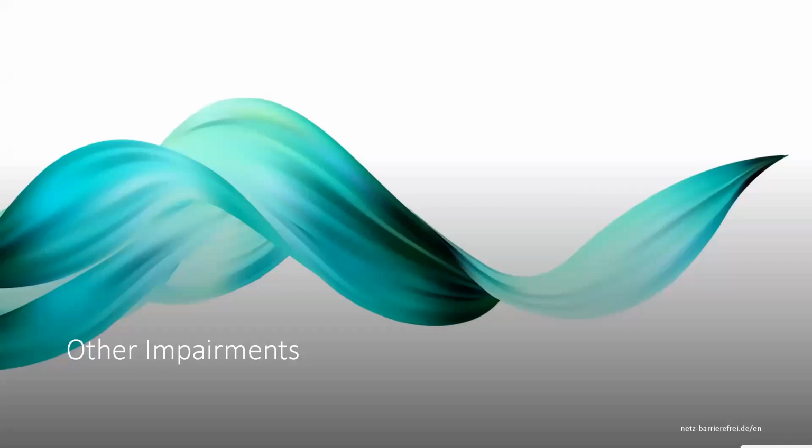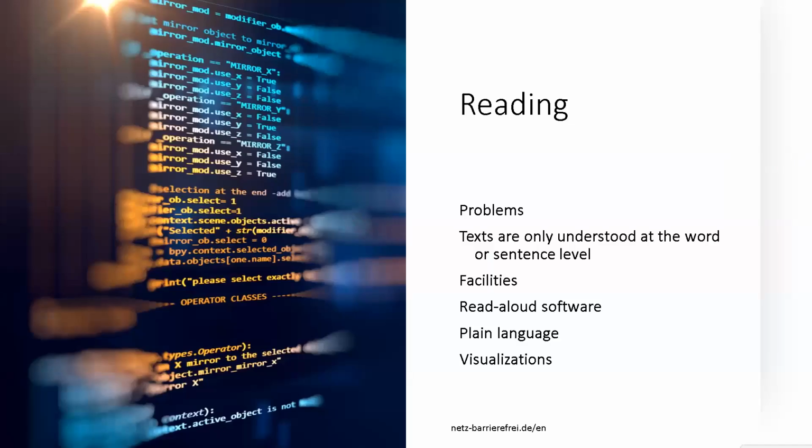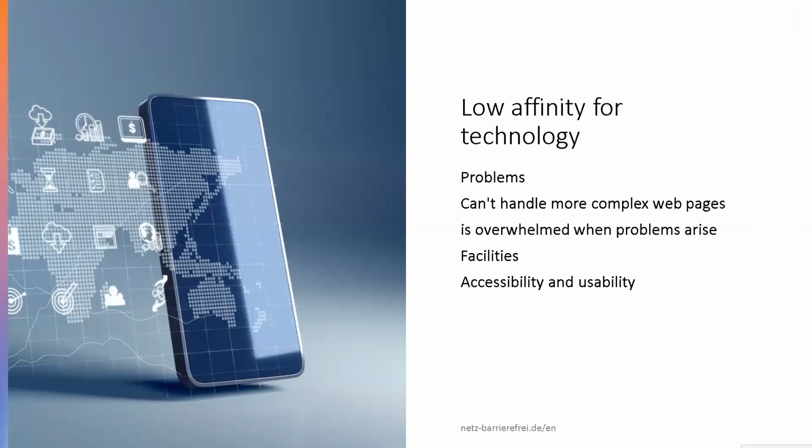Then there are some other impairments. One important thing is reading. Many people with no disability, it's not a disability, but they have problems with reading text, for example, because they didn't learn it. And that's very difficult because many or most information in the web are provided via text.